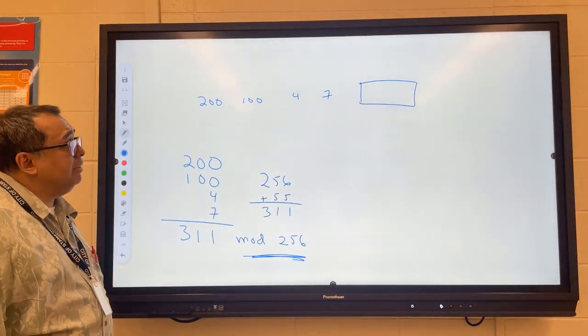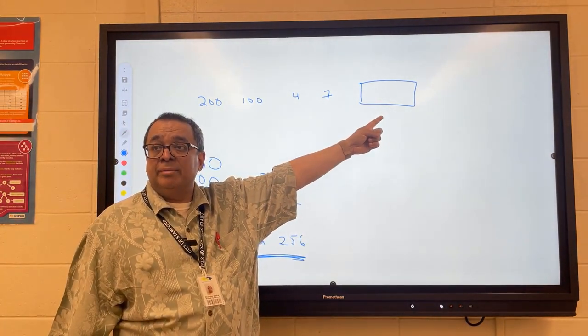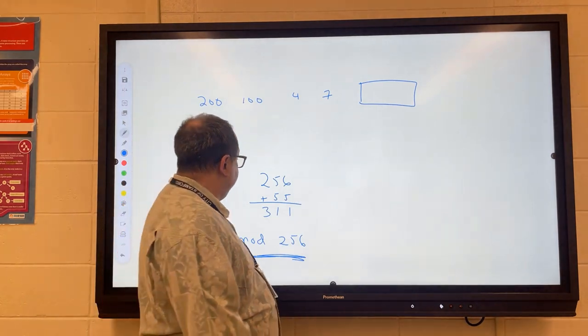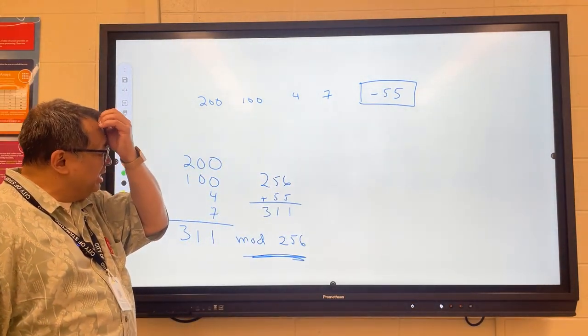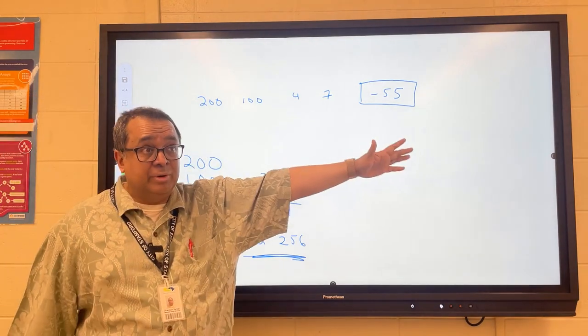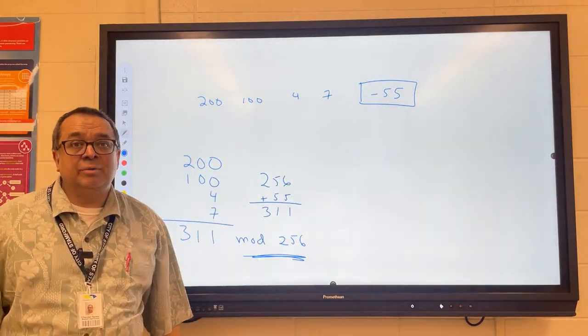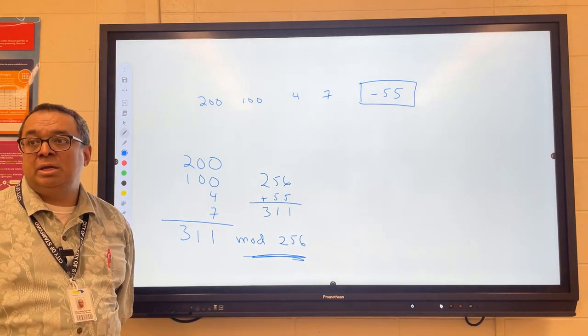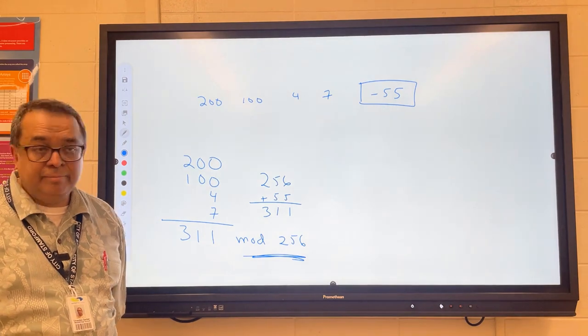So what number now are we going to put in here? Yes, sir, Mr. Ben. Negative 55. So now, if I was to add up all these numbers and then take a modulo 256, what would the result be? Yes, sir? Zero. Shall we try it?